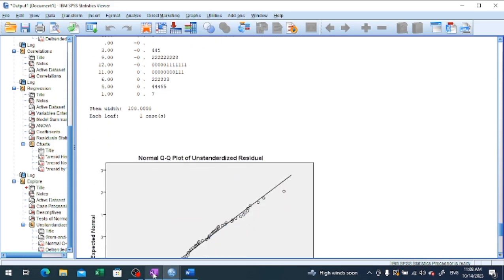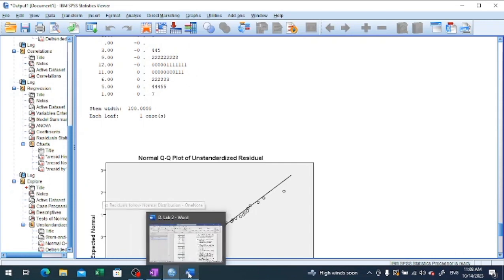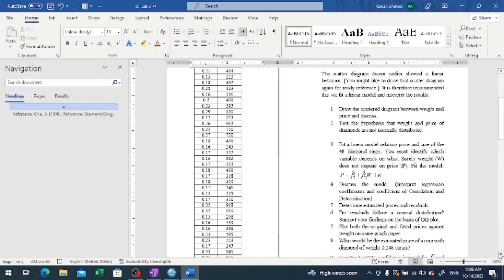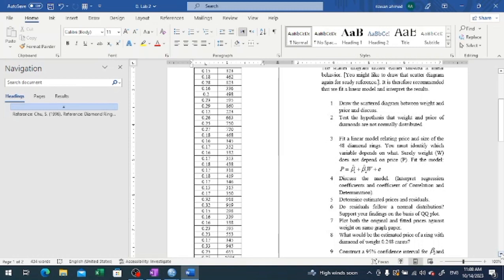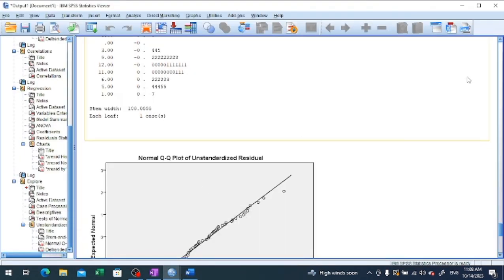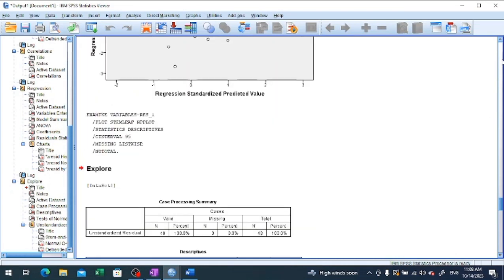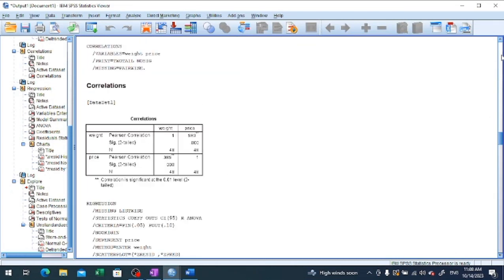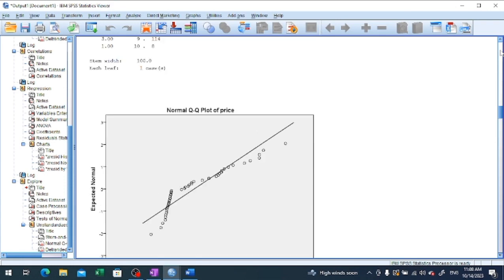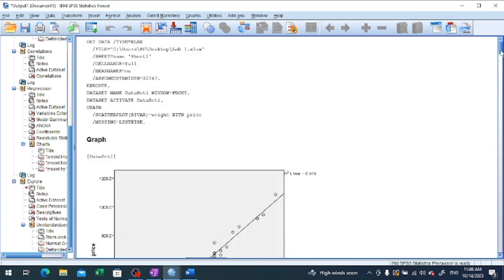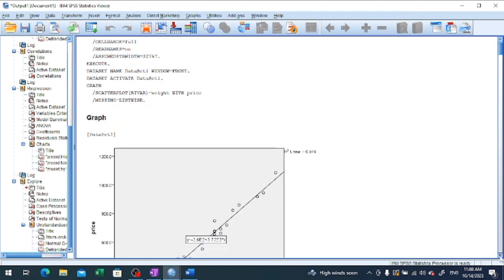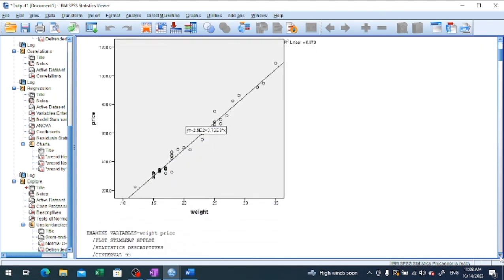Now, moving to the next part of the question: plot both original and fitted prices against weight on the same graph paper. This is what we have already done when we drew the scatter diagram in the first part of the question. I had fitted this regression model already at that instant. So we have fitted the model.